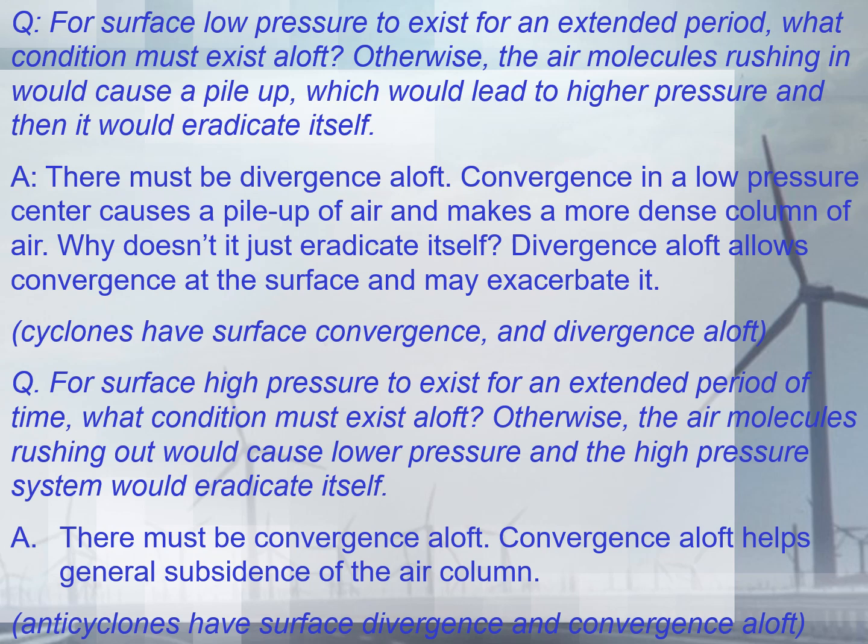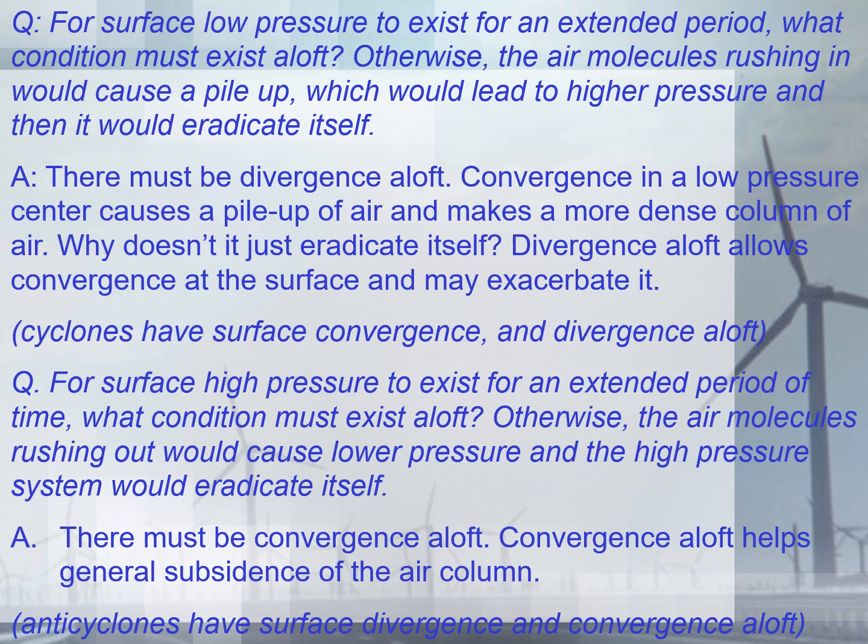Okay, you don't have to know this for your exam, but this kind of goes to something I was pointing out on the previous slide, so we'll read through it quickly. Question: for a surface low pressure to exist for an extended period, and they do, they'll go on for many, many days, what condition must exist aloft? There must be divergence aloft. Otherwise, the air molecules rushing in would pile up, which would lead to higher pressure, and it would eradicate itself. So having divergence aloft allows for the convergence at the surface to keep going and might even exacerbate it. And that's why our low pressure systems, our cyclones, will stick around for as long as they do.